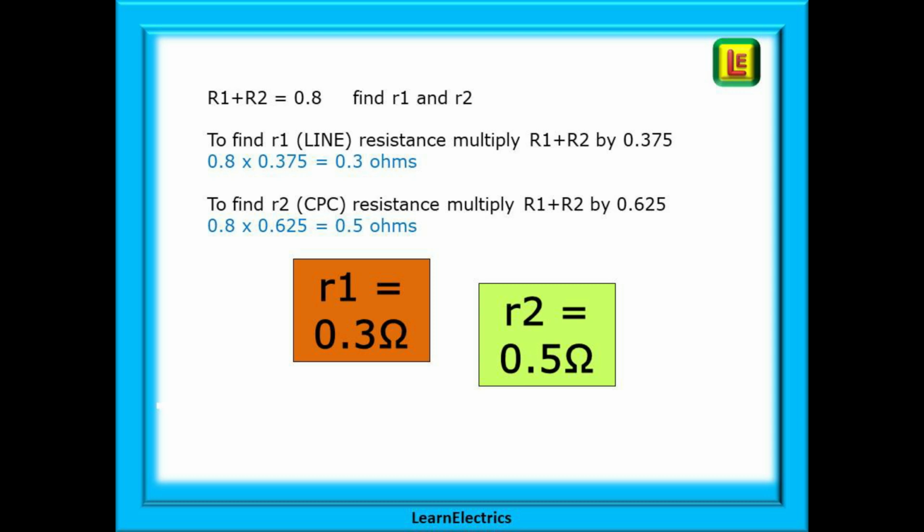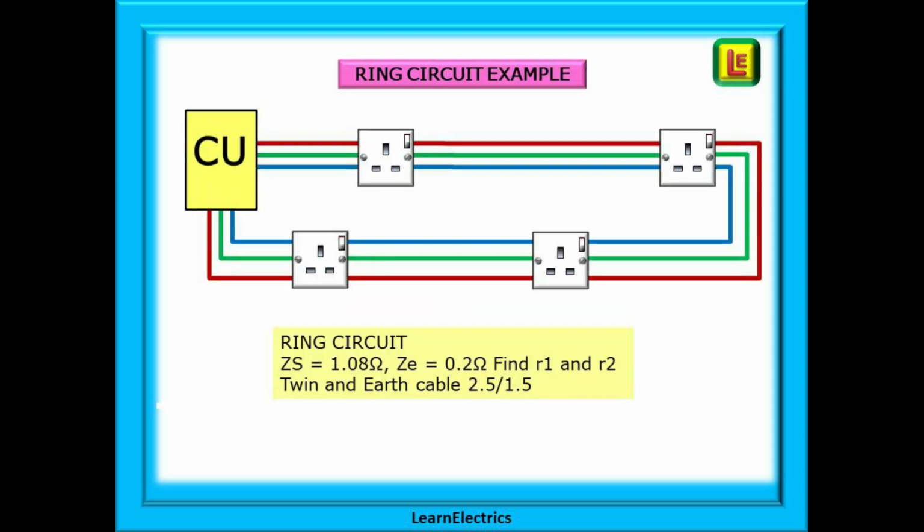Job done. Little r1, the bigger wire, has the smaller resistance at 0.3 ohms. And little r2, the smaller conductor, has the bigger resistance at 0.5 ohms. Now we know the resistance of the individual circuit conductors. Now the ring circuit example.